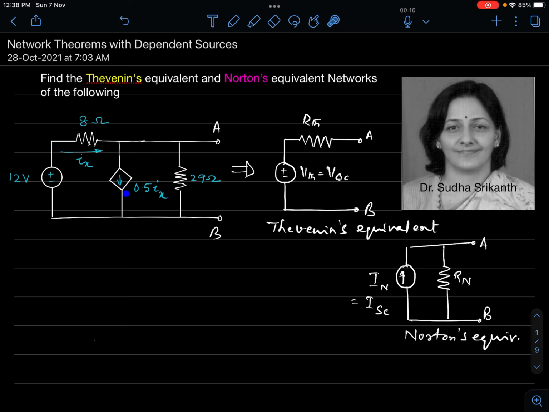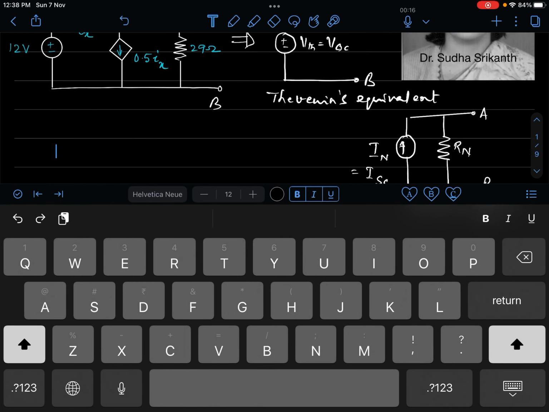So when we say it is a dependent source, the magnitude of this source has to be dependent on something else. What is it that decides the magnitude of this current source? It is the current through the 8 ohm resistance which decides the magnitude of this dependent source. Or in other words, this current source is a current dependent current source. So we need to understand this much, right? Otherwise we will proceed with the different steps that are involved in finding the Thevenin's equivalent and Norton's equivalent. Let us try to write step 1.